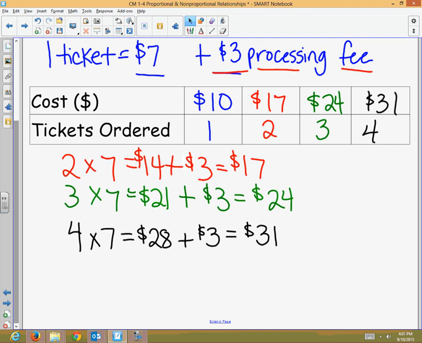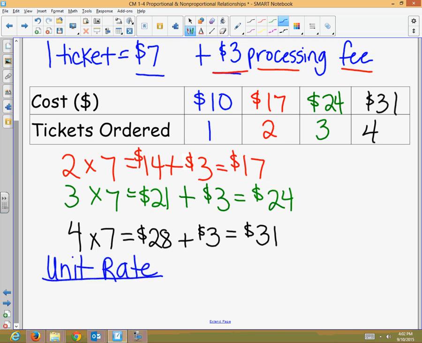Now we have to test it. Is it proportional? To find out if it's proportional, we have to look at the unit rates. The unit rate is when we take each price and divide it over one order. So in this case, the price for one ticket was $10. 10 divided by 1 is 10 over 1. However, here for 2 tickets, it costs $17.